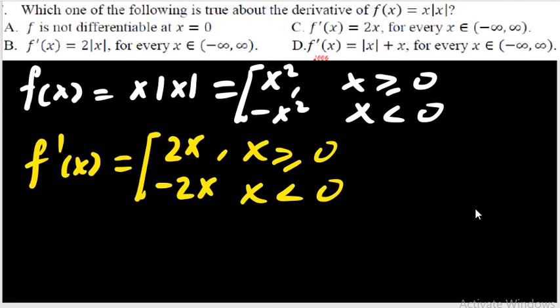Now let us see the derivative of this function. We have to look at it separately. The derivative of x squared is 2x, and the derivative of negative x squared is negative 2x. 2x works for x greater than or equal to 0, and negative 2x works for x less than 0. But what about the derivative of the function exactly at 0?